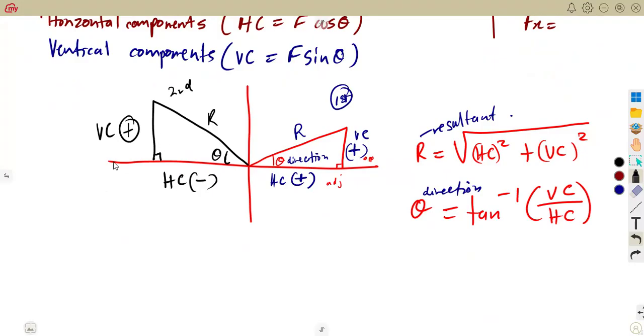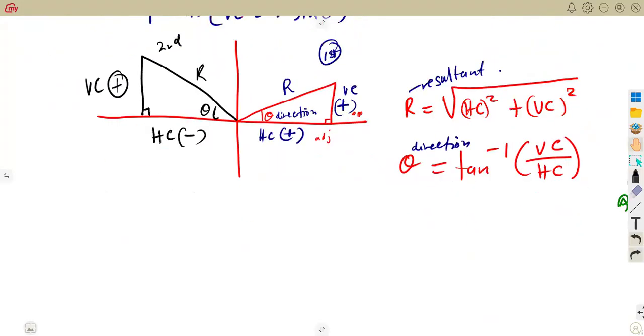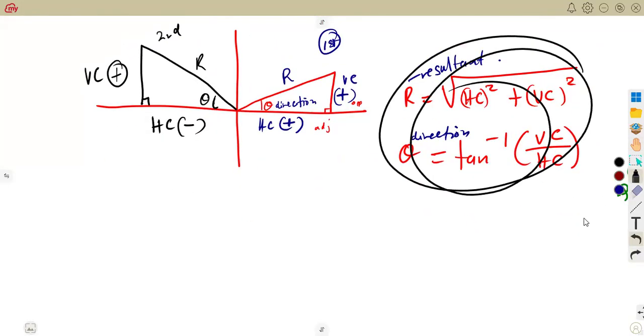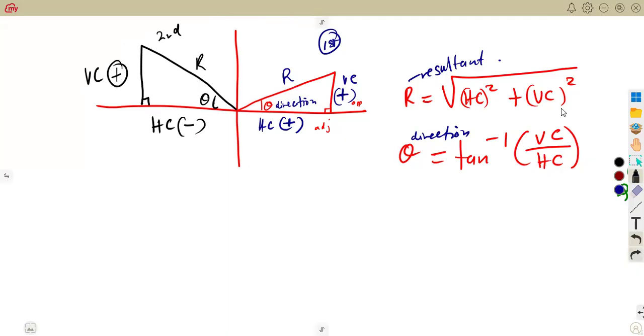So whenever you have your answers like this, horizontal negative and vertical positive, your answer will be in the second quadrant. That is where you're going to find your final answer. This is the representation of your final answers. Whenever you're to write your final answers, remember you need the magnitude, which is your resultant, and the direction. So this is our magnitude, which is the resultant.